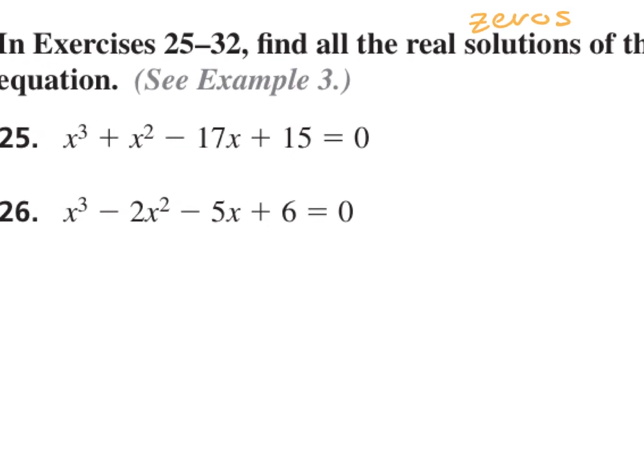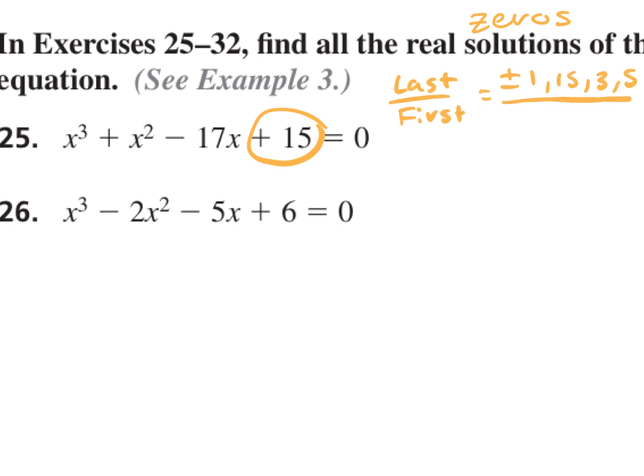If I have 4 terms, how could I solve? By grouping, but can I group here? No. So if we can't group, how else would we solve? Last over first. So my last term is 15. What are factors of my last term? 1, 15, 3, and 5. Perfect. And those are all plus or minus. Could be the positives or the negatives of those.